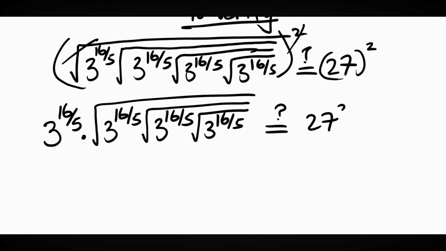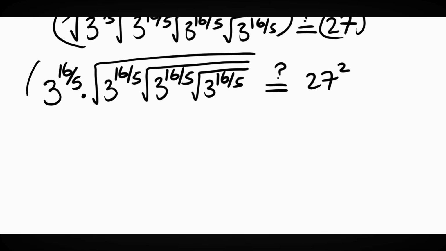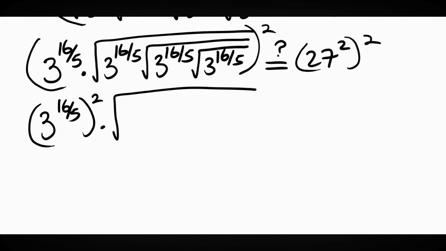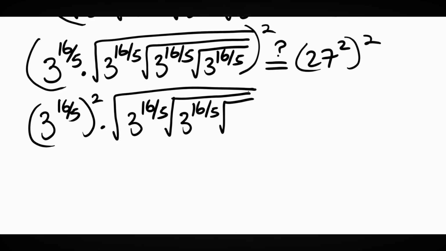This is 27 squared. If we square both sides again, now we get 3 raised to the power 16 over 5, all squared, and the square root of 3 raised to the power 16 over 5, all squared.